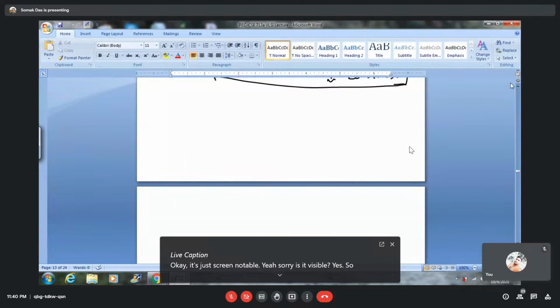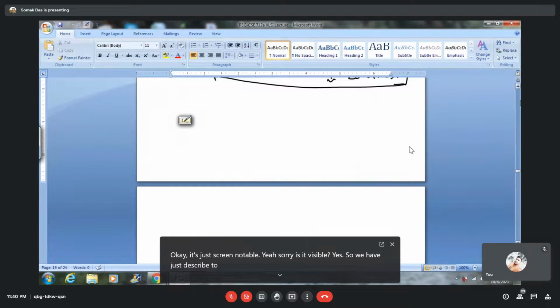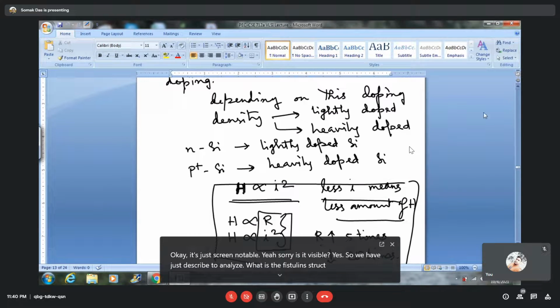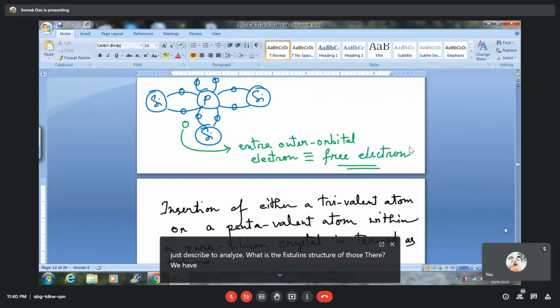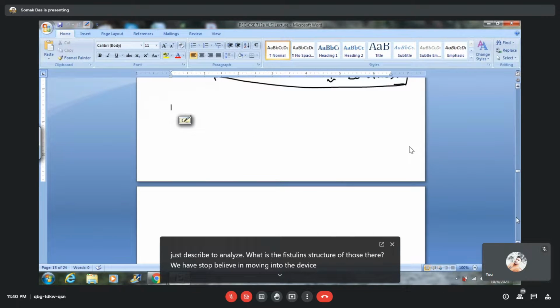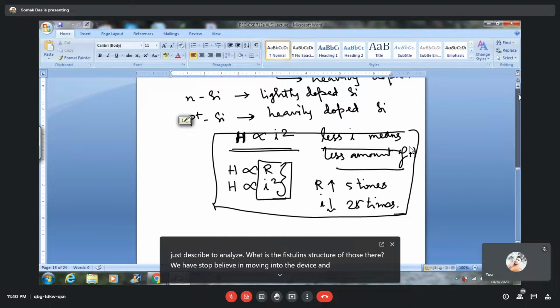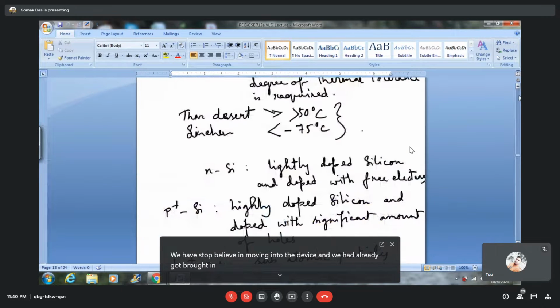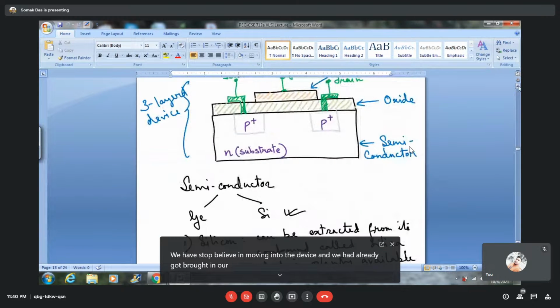So we had just tried to analyze what is the crystalline structure of doped silicon last day. There we have stopped. Today we will be moving into the device operation. And we had already a figure drawn in our last class. Let's just find it. Yes.